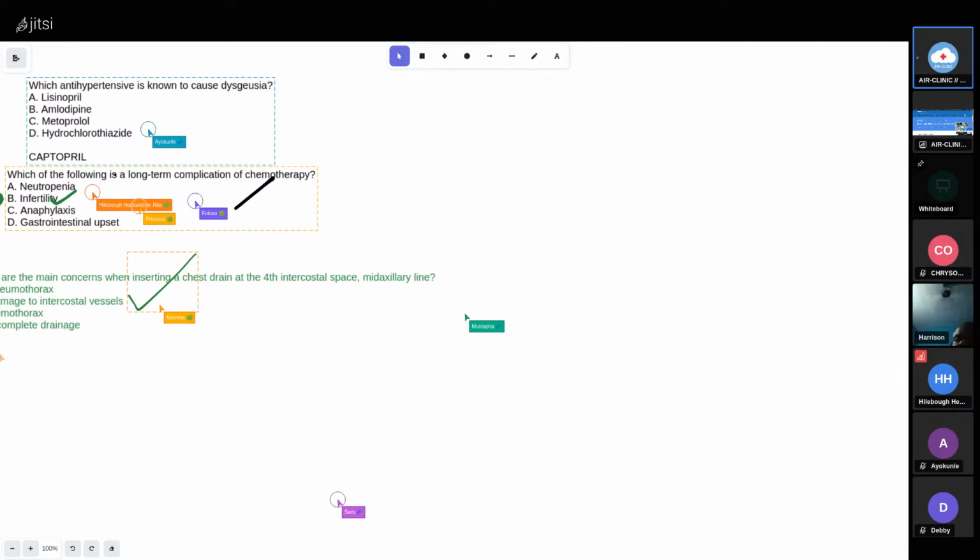That's what you'll be looking out for. Damage to intercostal vessels is the technique of anyone who has inserted a chest tube. That's what you are trying to avoid as you are inserting it, and that's what the question is testing. So that's the best option. Okay.